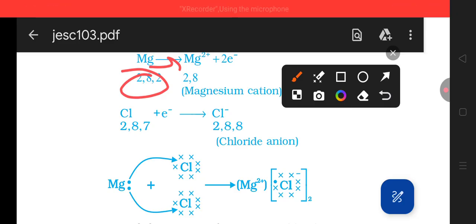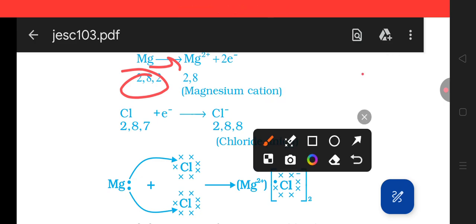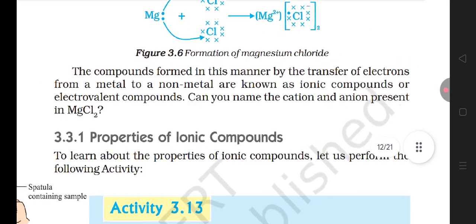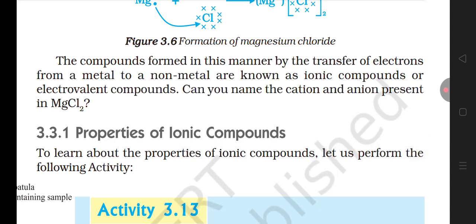Okay, so now like this in exam it comes of many other elements also with their salt, how the salt is formed. So you have to show similarly in this manner only, everything step by step how it is happening. Okay, and it's very easy to show the ionic bonding. Covalent bond sometimes children feel difficult, but ionic bond is very easy. Okay, so that's it. Now the next is compounds formed in this manner by the transfer of electrons from a metal to a non-metal are known as ionic compounds or electrovalent compounds.